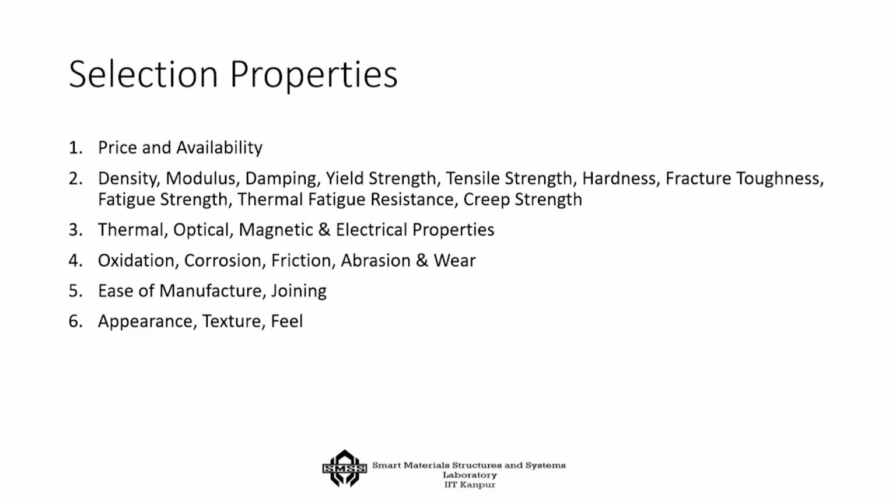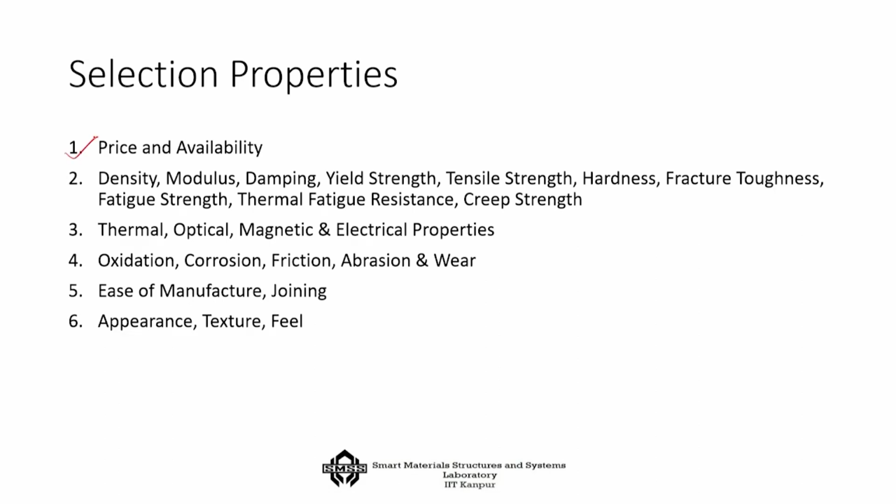The major considerations can be classified into 6 groups. The first problem is of course the price and the availability. The material should be cheap and the material should be available in the locality. So, that is the first important point.